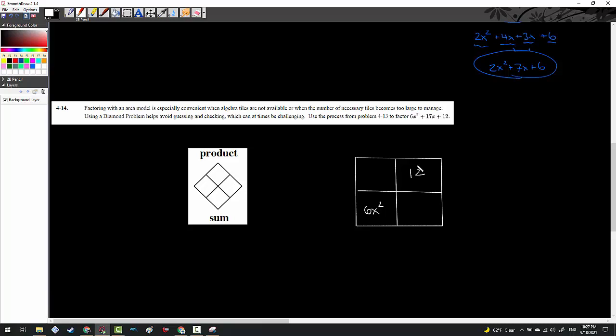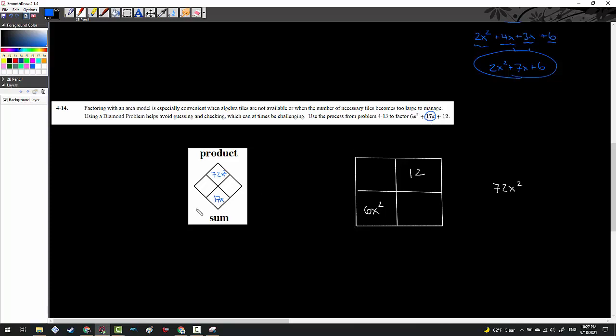Now, if I use Casey's pattern of the diagonals, if I do 4x squared times 12, I'm going to get 48x squared. Now, again, that means that these two boxes, on the top left and the bottom right, need to also multiply to 48x squared. So I know that my product here is going to be 48x squared. Now, my sum is going to be the inside piece here, so that's going to be 17x.